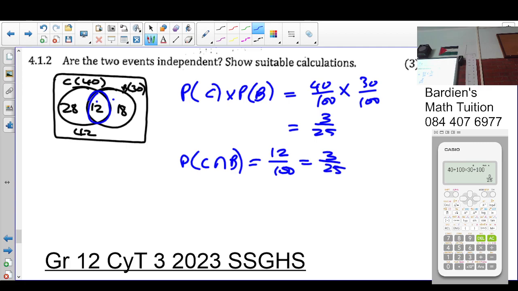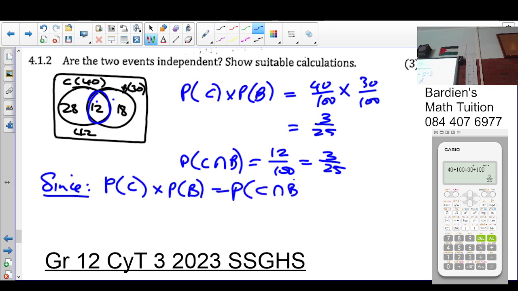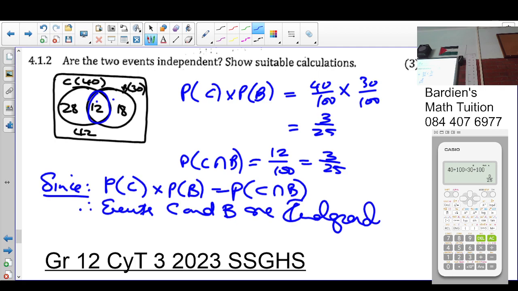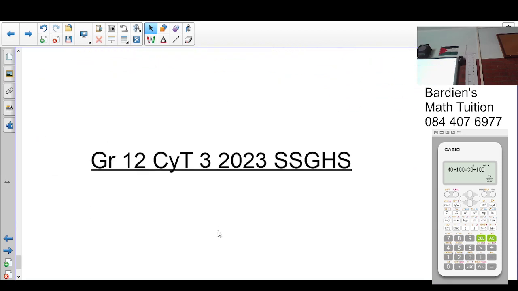So what do you notice? The identity is true. So we state the obvious. Since the probability of C times the probability of B is equal to the probability of C intersection B, therefore events C and B are independent. Events B and C are independent events. Okay. The identity. Okay. The last question.